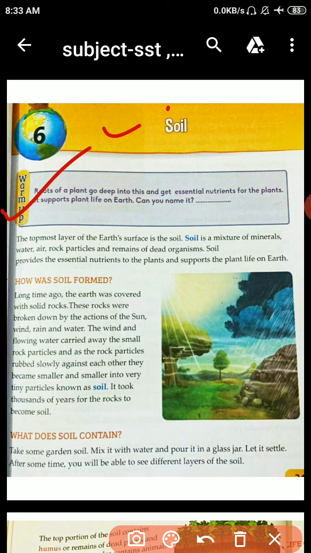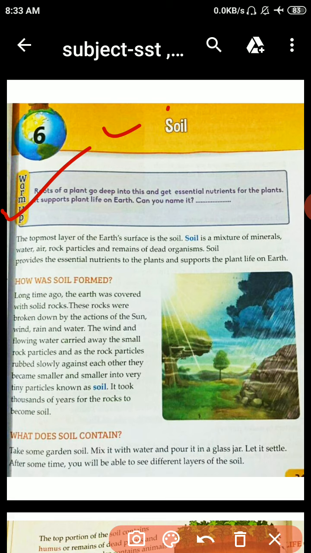Now, student, on this page, roots of a plant go deep into this and get essential nutrients for the plant. It supports plant life on earth. Can you name it? Yes, we know this. Soil. Answer is soil.